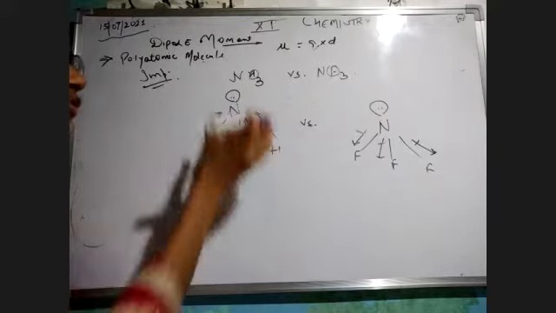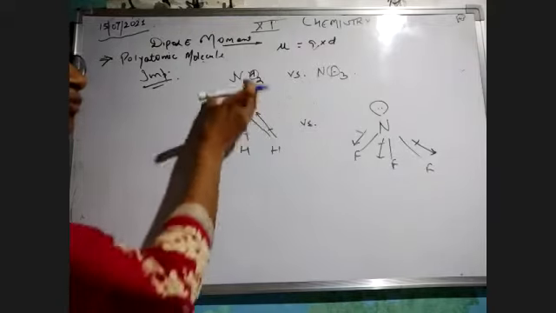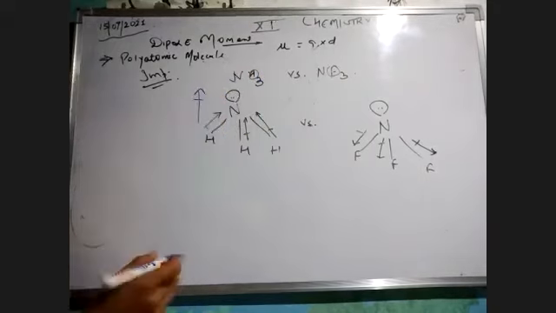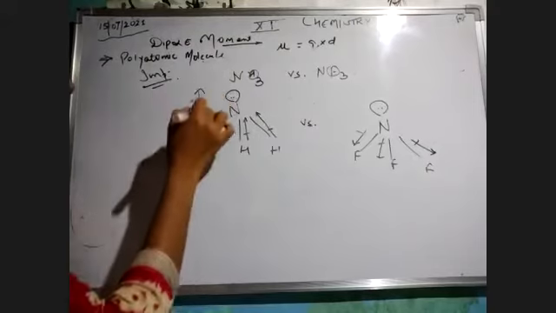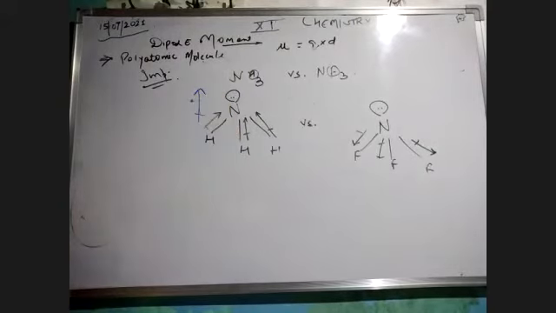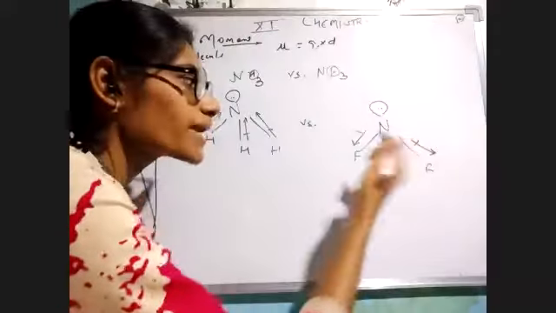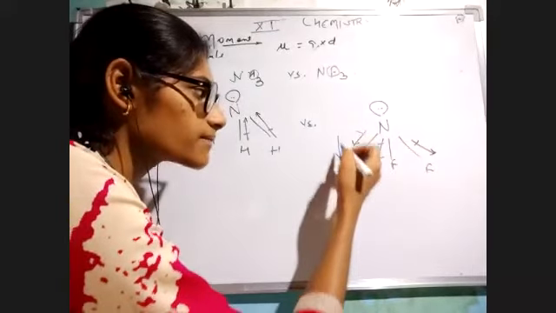In NH3, all three dipole moments would be in the same direction. Suppose this is my actual resultant dipole moment for NH3. Whereas in NF3, what is happening? All three dipole moments are combining in this direction.